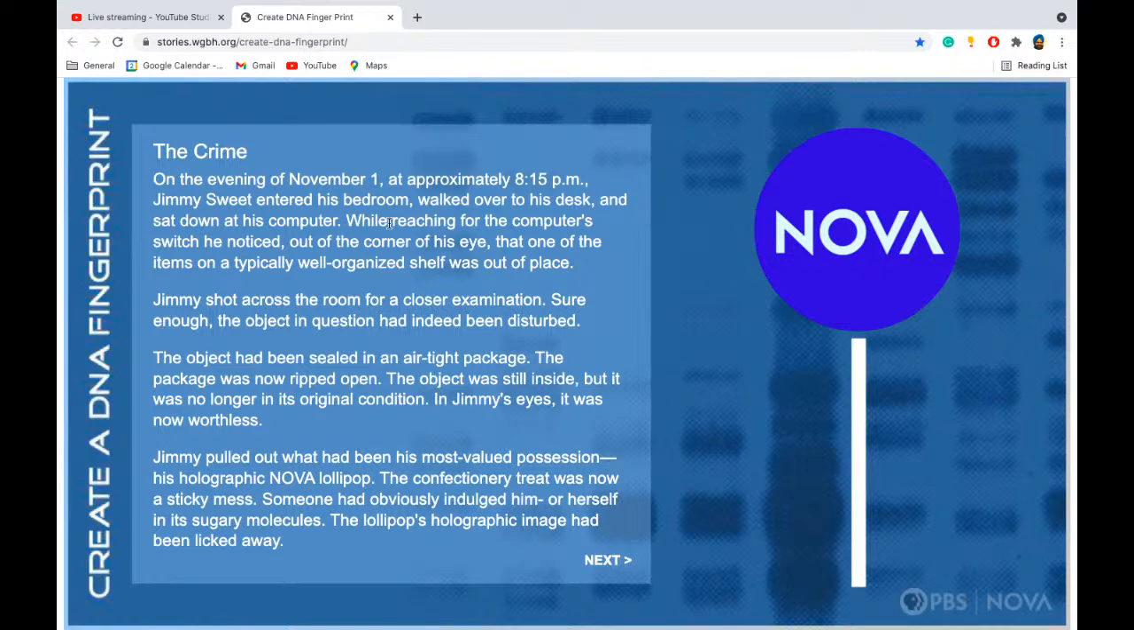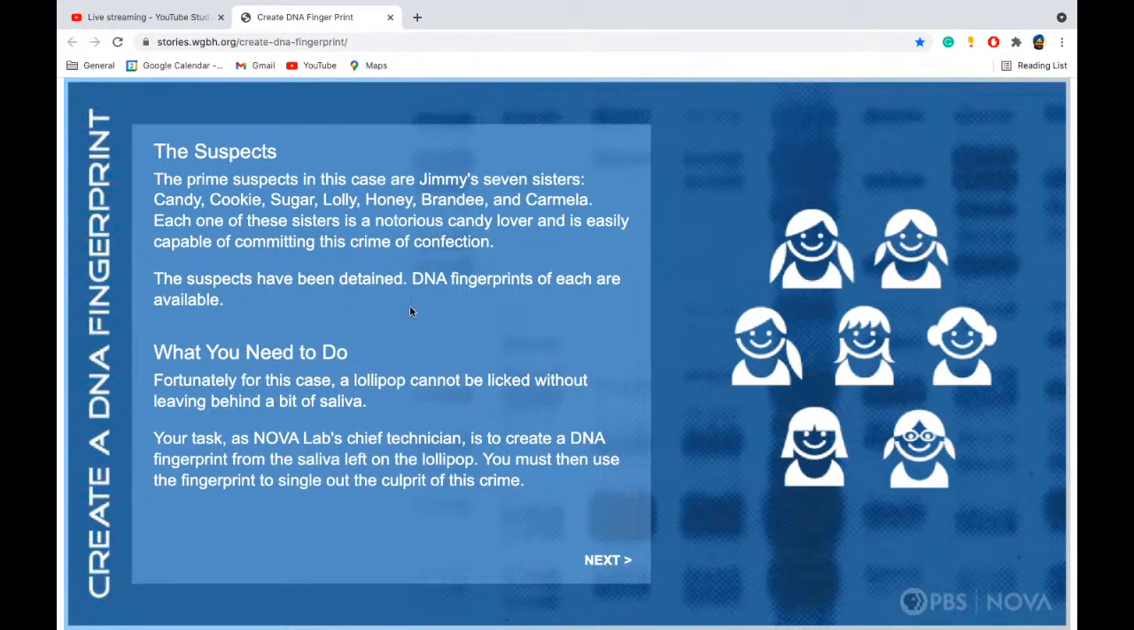That is your Nova lollipop. And then he saw that someone had licked it. That was not normal. Jimmy has 7 sisters: Candy, Cookie, Sugar, Lolly, Honey, Brandy, Cramela. They are all notorious candy lovers, and maybe one of them did it and they are not confessing. So the licked candy will be sent to the lab and they will check which of these innocent girls did this crime.